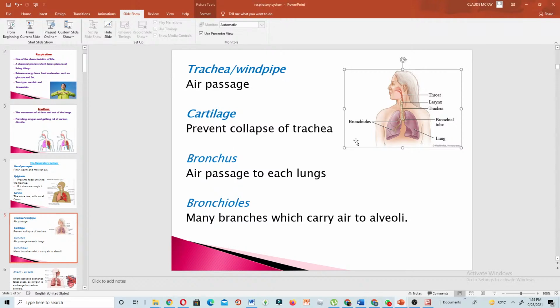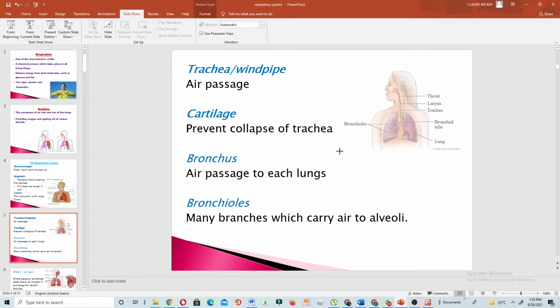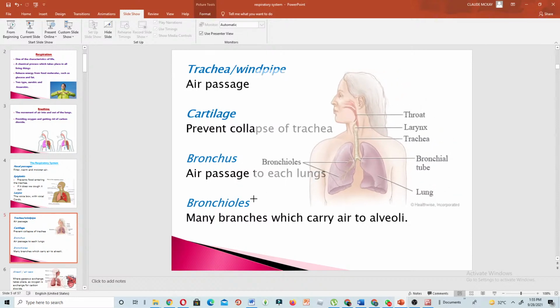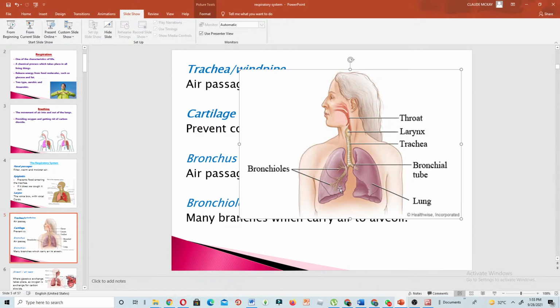Now, once the right bronchus, for example, enters the right lung, then it will branch off into some smaller tubes that are known as bronchioles. So that is what you're looking at in the diagram there.